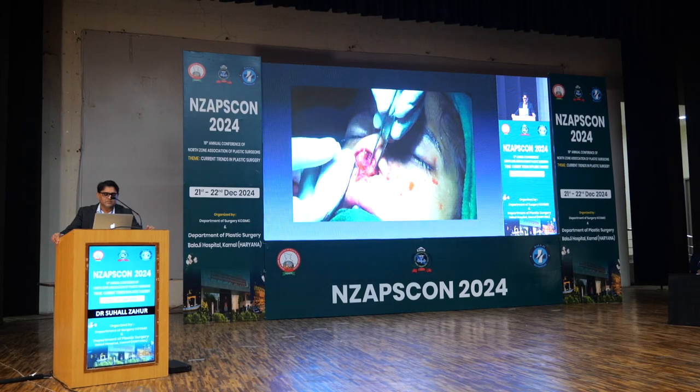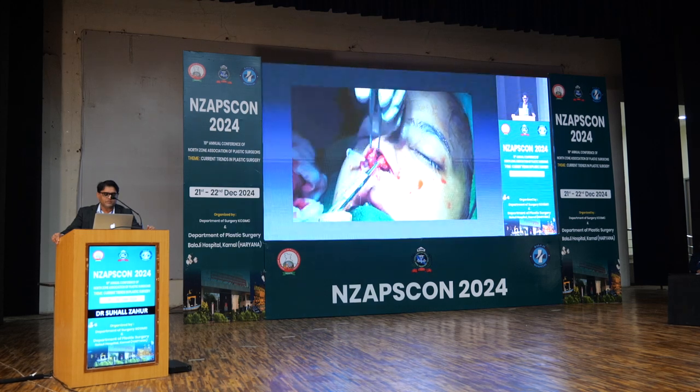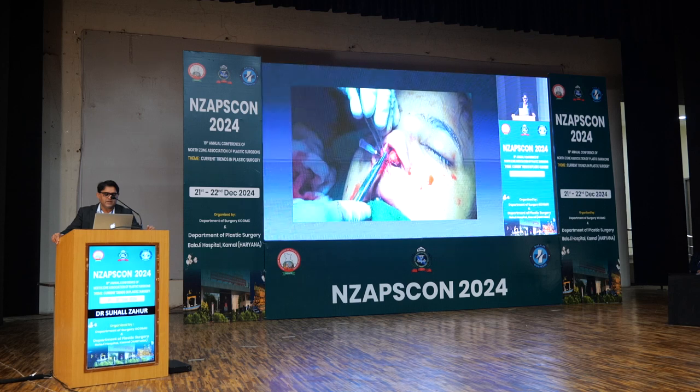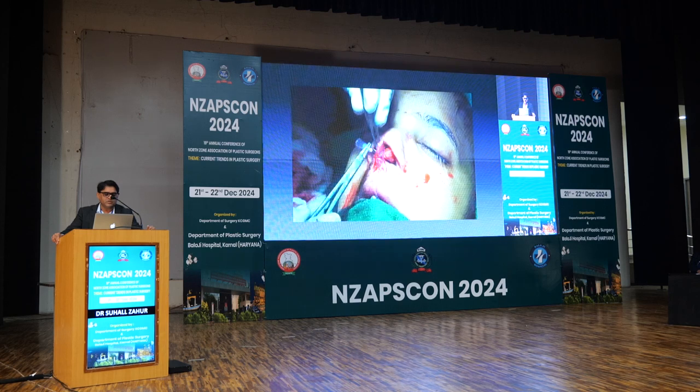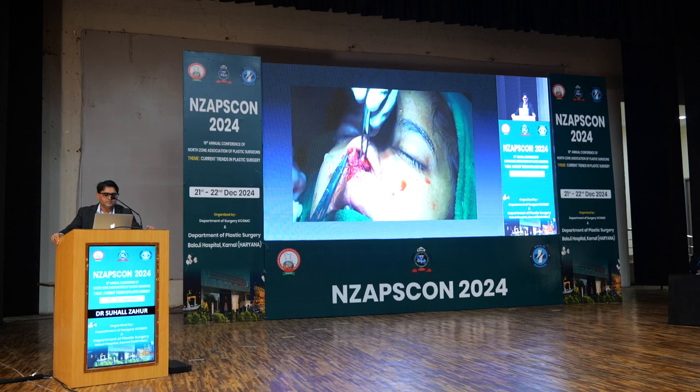Then this is the base. This is the basal suture. This is where the medial footplates are brought back to the normal area, to the base of the septum.